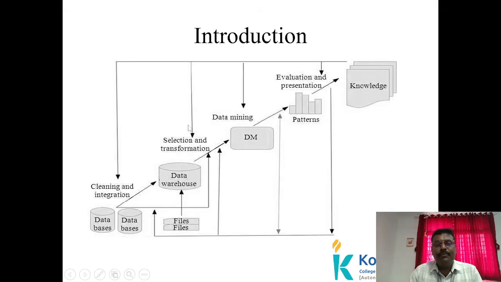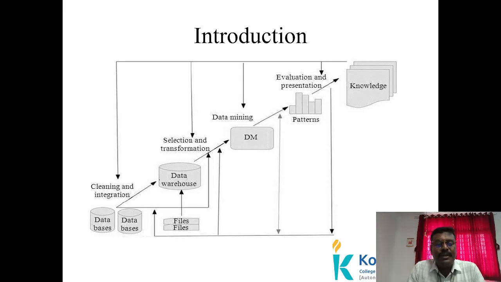This is a diagram for the data mining process, a data flow diagram. First, you have cleaning and integration. What do you mean by cleaning and integration? Take a simple example. You have 1 GB of data. In this 1 GB, you have different types of data in the particular database. It also includes junk data within the database. You can remove the junk data, and then finally you have the original data.